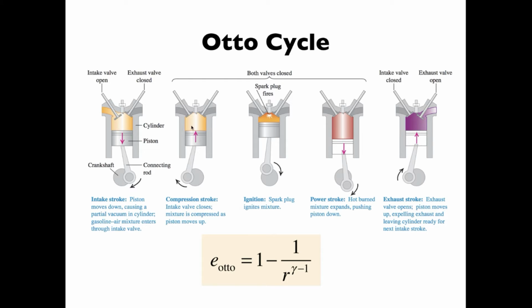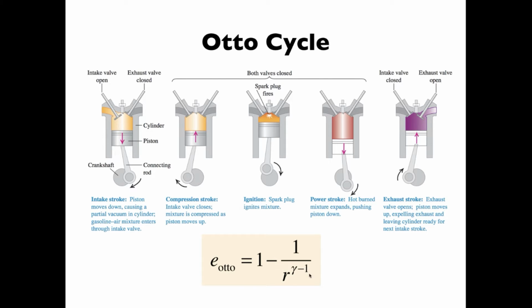Okay. The compression stroke: the intake valve closes, and then the piston moves up. So that compresses your air-gas mixture. Then your spark plug fires. That means you have ignition, so this compressed air-gas mixture explodes. That's the power stroke: the hot burned mixture expands and moves the piston back down, which turns the crankshaft. Then your exhaust stroke: the intake valve is still closed, but the exhaust valve opens and the piston moves up. That expels the exhaust and leaves it ready for the next intake stroke, so back over here.